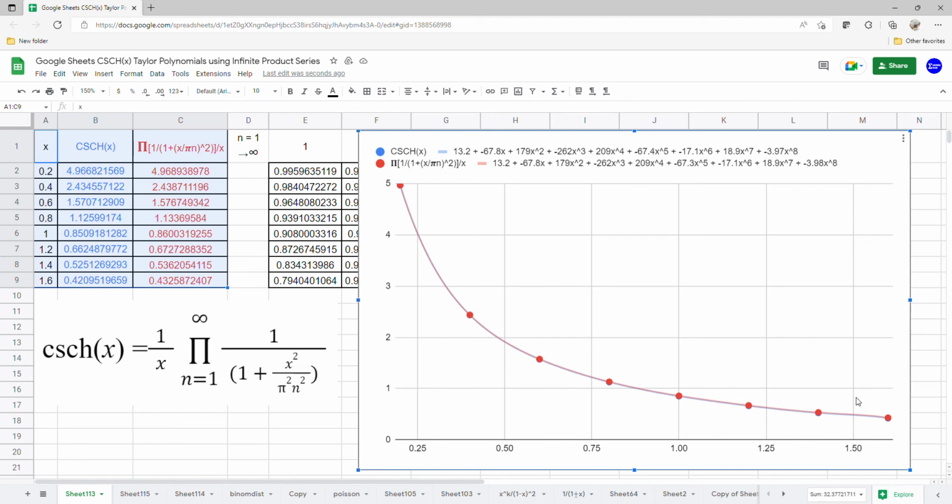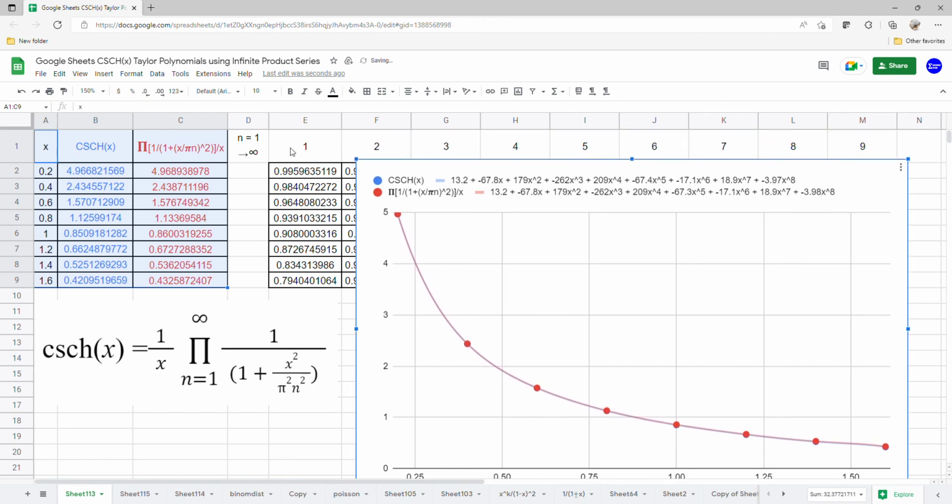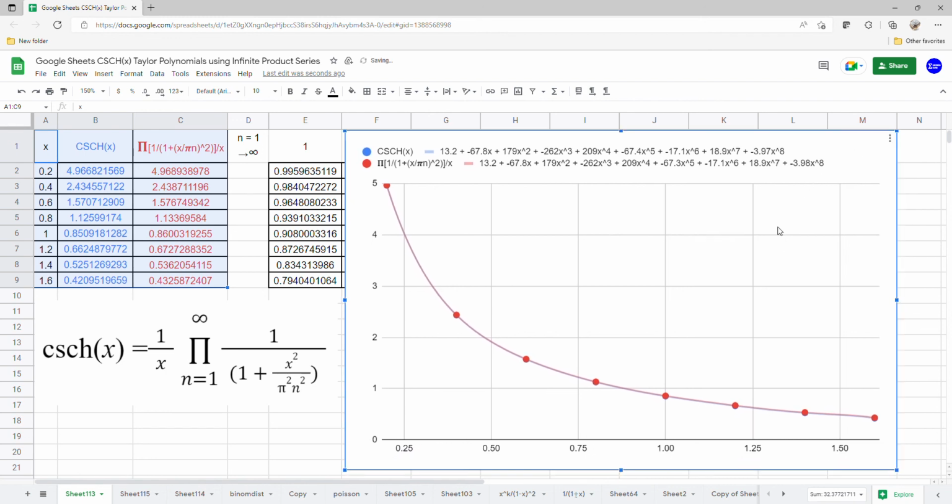So as the power increases, there is a slight error. That's because our n is only limited to 9. But if you want the error to reduce to 0, you increase the value of n from 1 to 100 or infinity. So this completes the use of the product function to generate the trend line and polynomials of hyperbolic cosecant and its infinite product series.